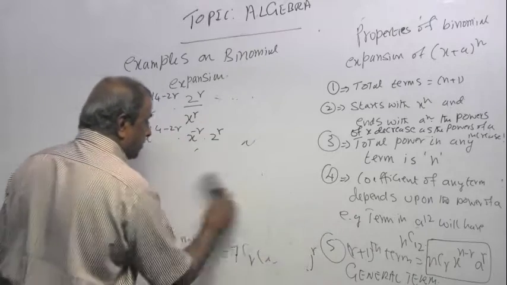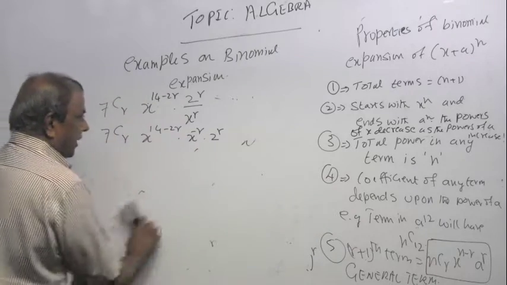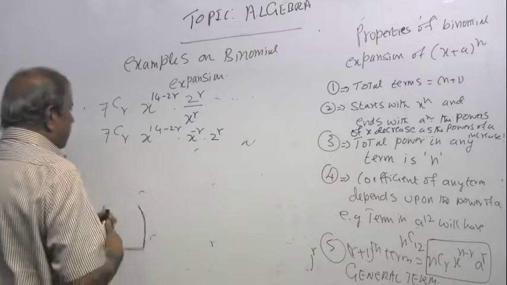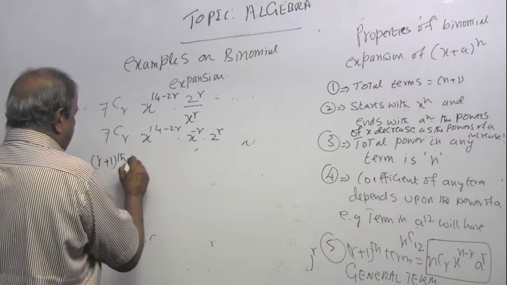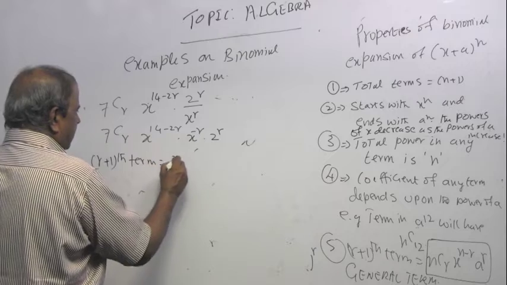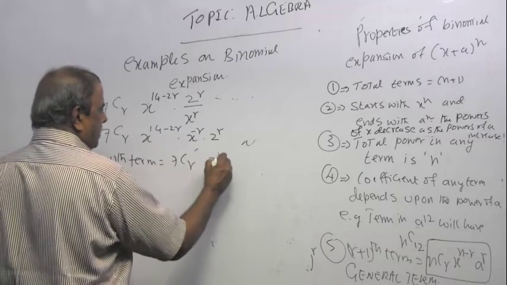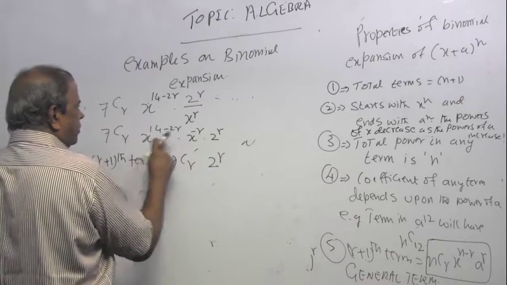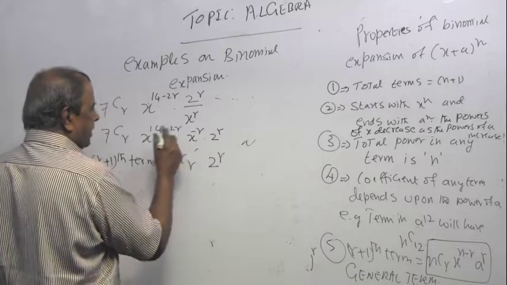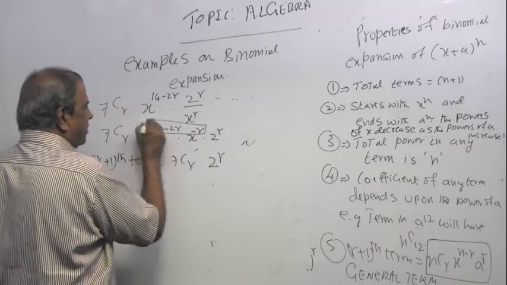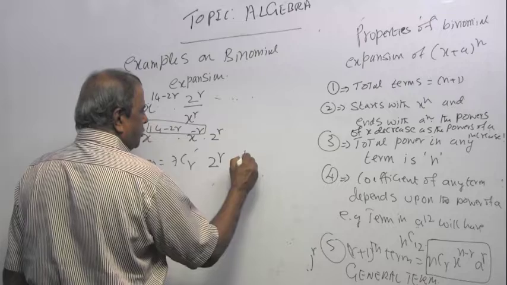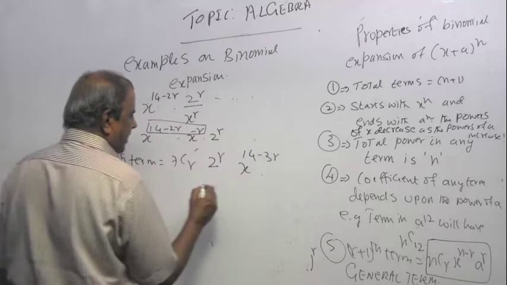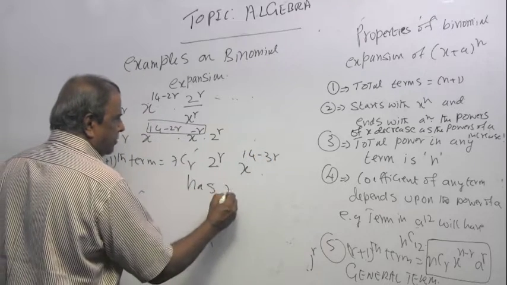So now let's simplify that. Remember, I need x power 5. So therefore, what will the r plus 1th term become? The r plus 1th term is 7Cr 2 power r. Look, when you multiply two powers of x, you add them. 14 minus 2r minus r is x power 14 minus 3r.